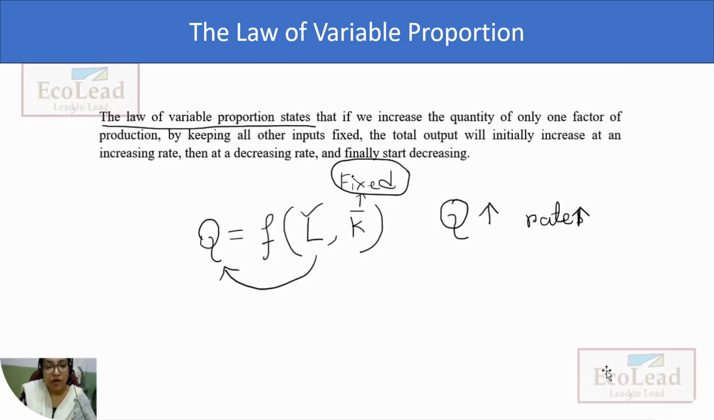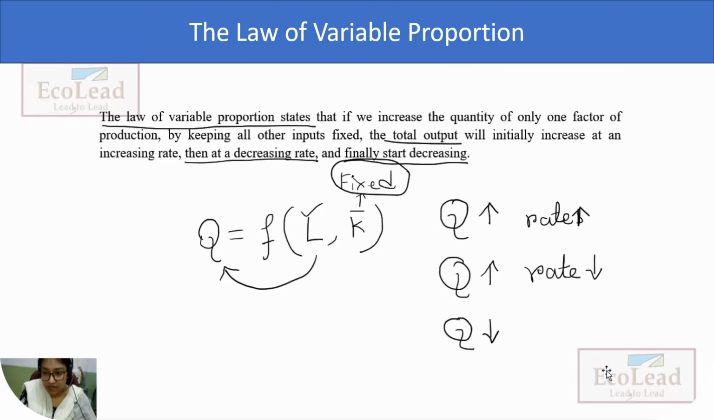Now then what is happening? Then it is increasing but at a decreasing rate. So the Q will also increase, but the rate of increase will decline. That means the Q, total product or total output, will increase but at a decreasing rate. And finally what is happening? Finally the total output will start decreasing. So finally the Q will start decreasing.